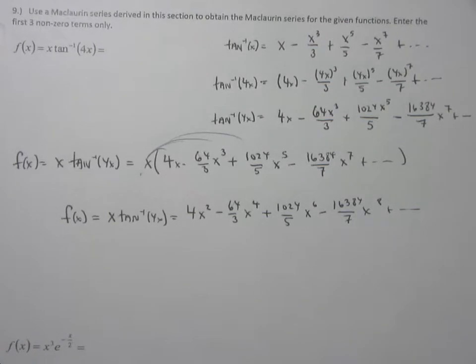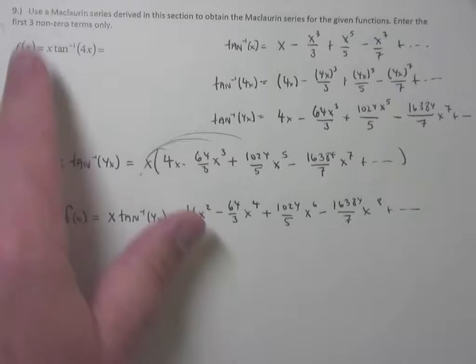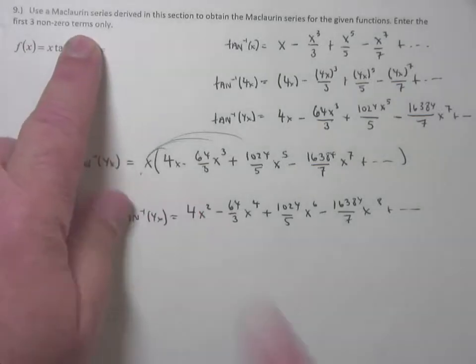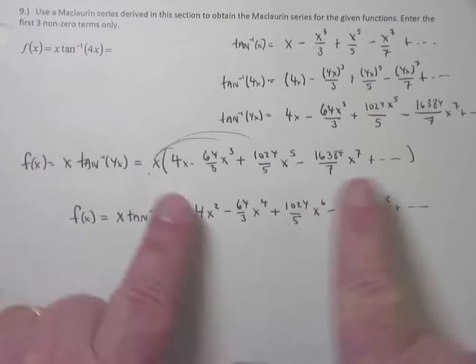But now this is WeBWorK. On the test, you should always do this. On the final exam, you should always do this. Always do more terms than you need because you never know when something's going to cancel or whatever. So always do more terms, and then at the end, give them what they want. In this problem, how many terms did they actually ask me to write out? Only three non-zero terms. One, two, three. So all I need is the first three terms.